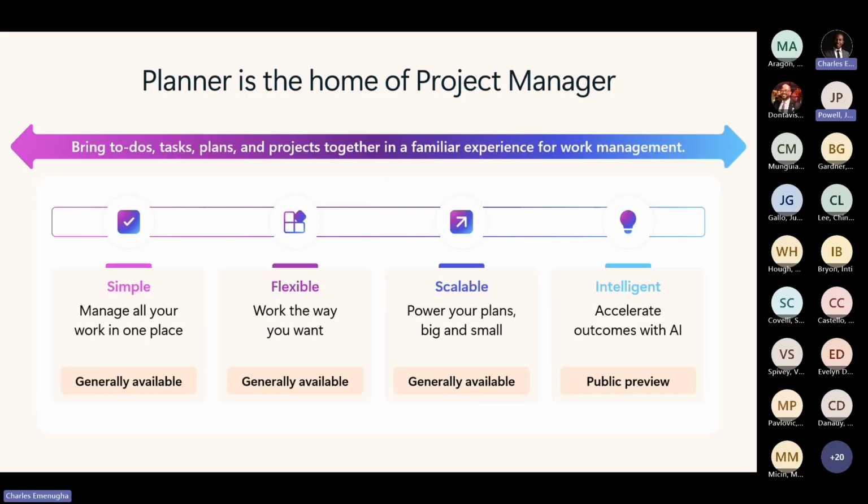So the planner is just going to be the home of the project manager. If you hear us say the project manager agent, we are simply referring to the planner agent. This agent, again, is simple. It will help you manage all of your project management work and tasks in a single place. It is also flexible. It works exactly the way you want it to. It is scalable, meaning you can plan all of your projects regardless of size using this agent. But then it's AI, right? So it is super intelligent. It will help you accelerate outcomes leveraging AI.